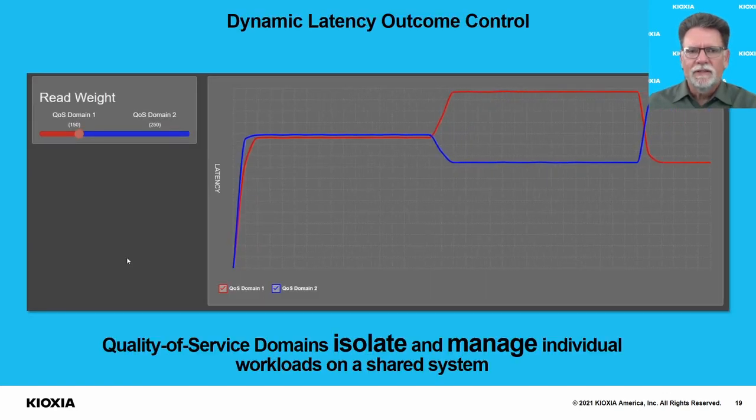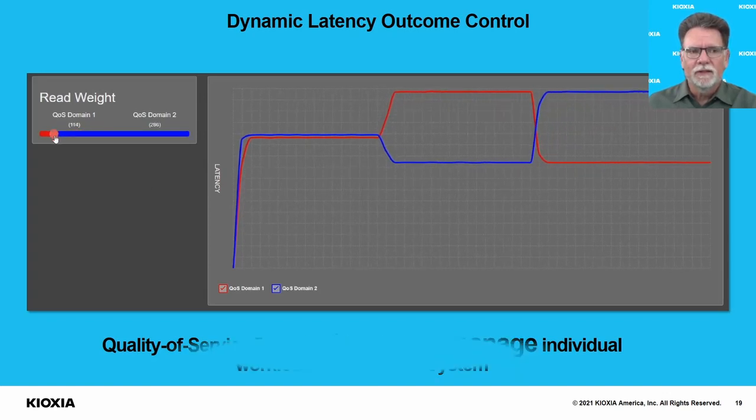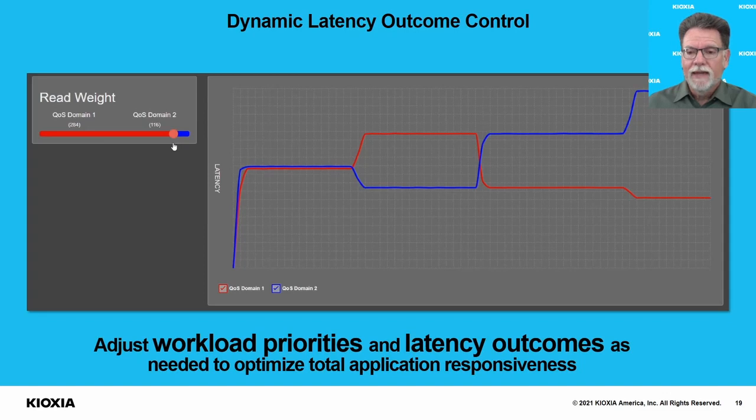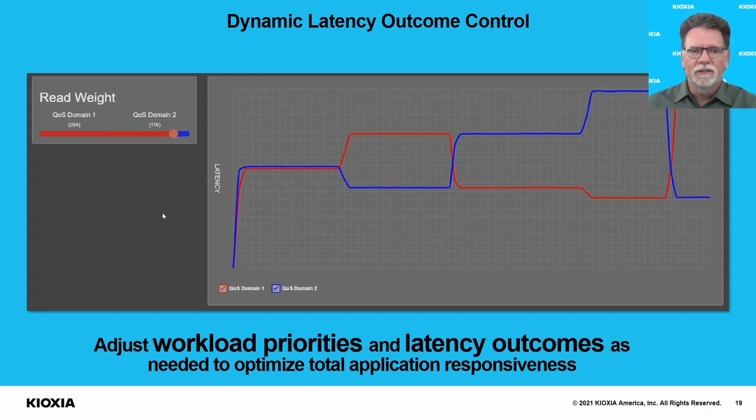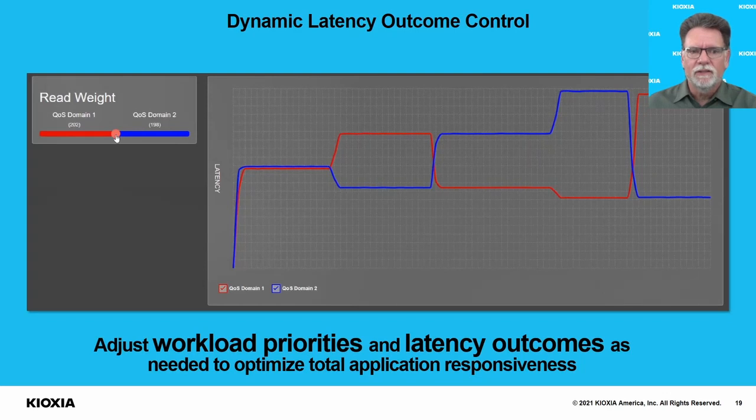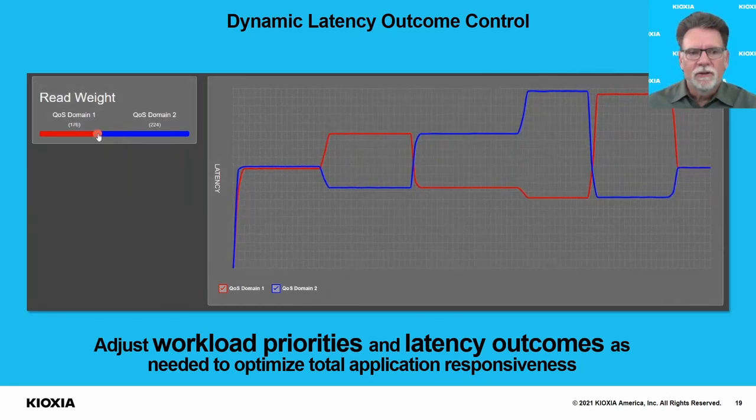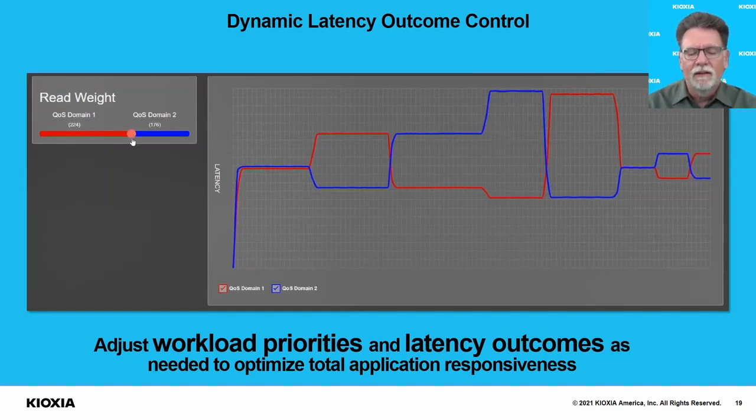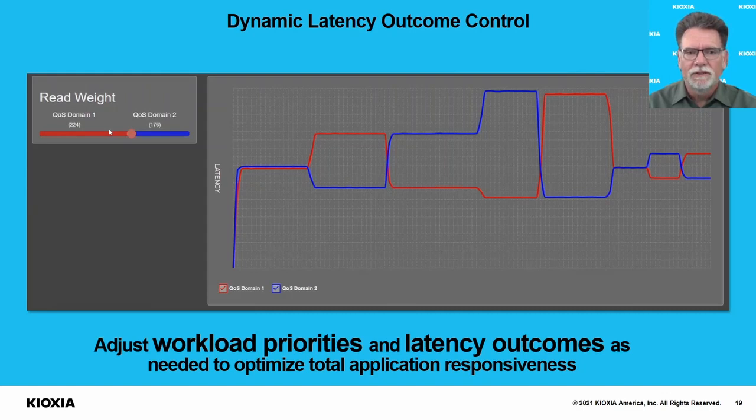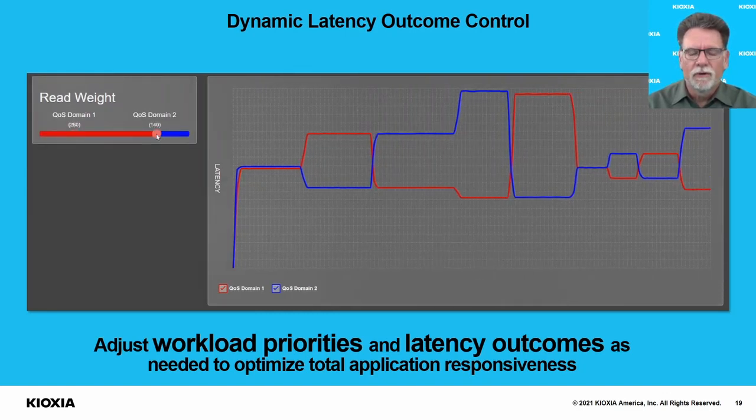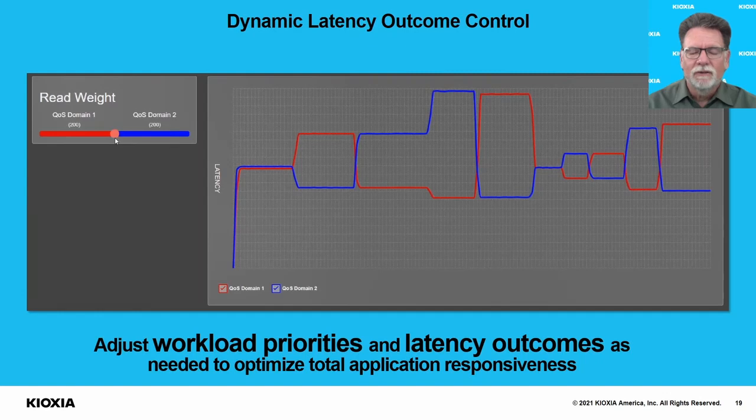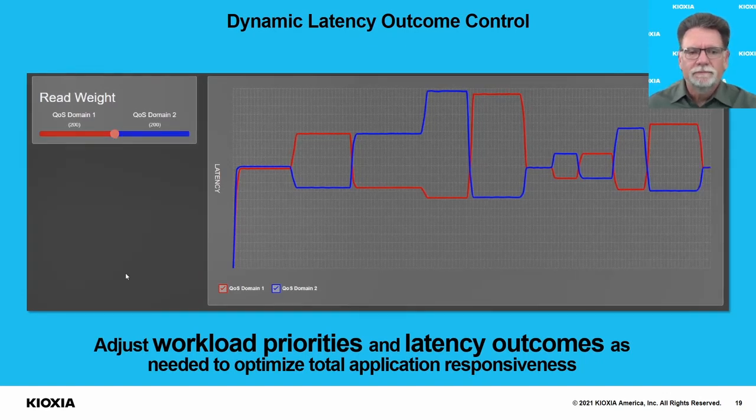First is a demonstration that was taken from an FPGA prototype. This started off by defining two quality of service domains with equal die time weighting. And we have a control that allowed the user to manage the weight between the QoS domains in real time and observe the latency response from the system. This is a demonstration that shows how you can define die time allocations for individual applications and then manually override those defaults in response to critical needs for your environment. So once again, software-enabled flash has demonstrated that it can allow you to control the latency outcomes in your environment.